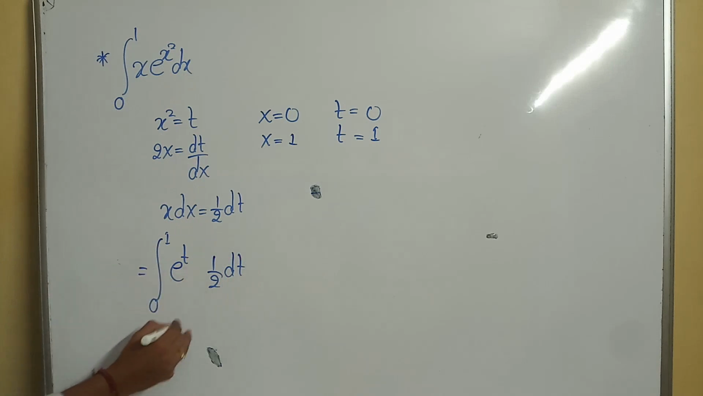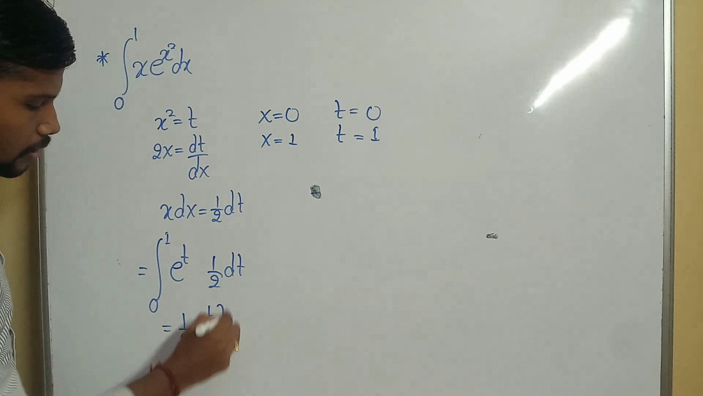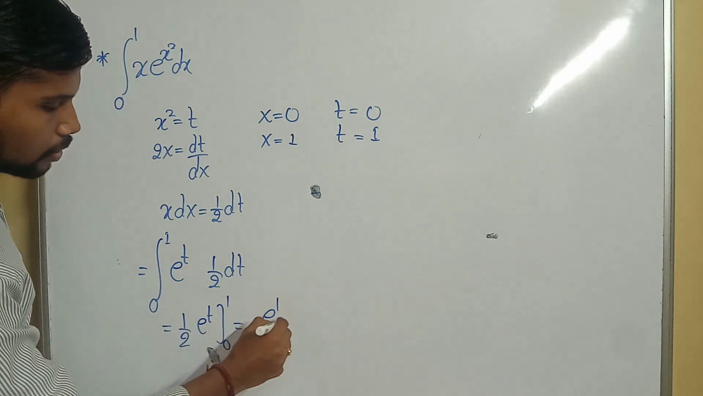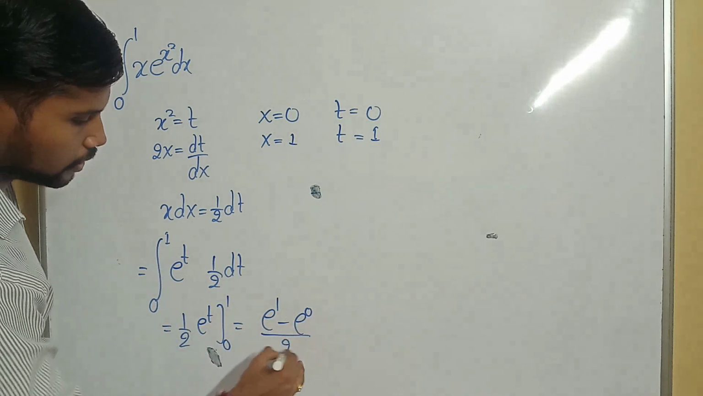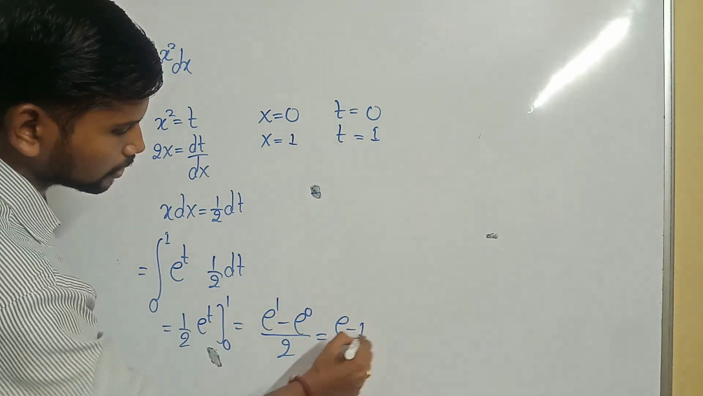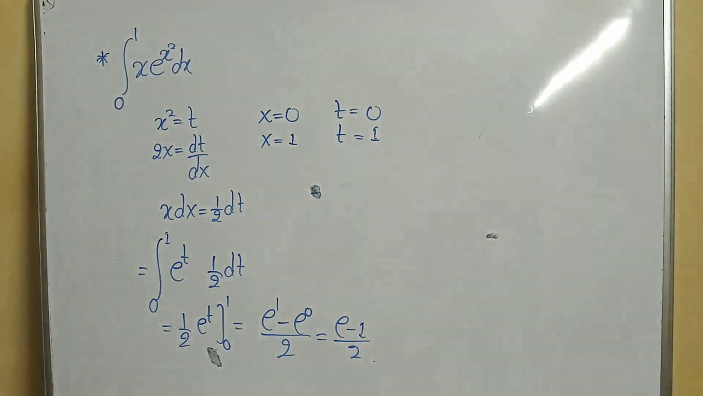1 by 2 as it is. The integral of e to the power t will be e to the power t, the limits are 0 to 1. It will be e to the power 1 minus e to the power 0 divided by 2. It will be e minus 1 divided by 2. Got it?